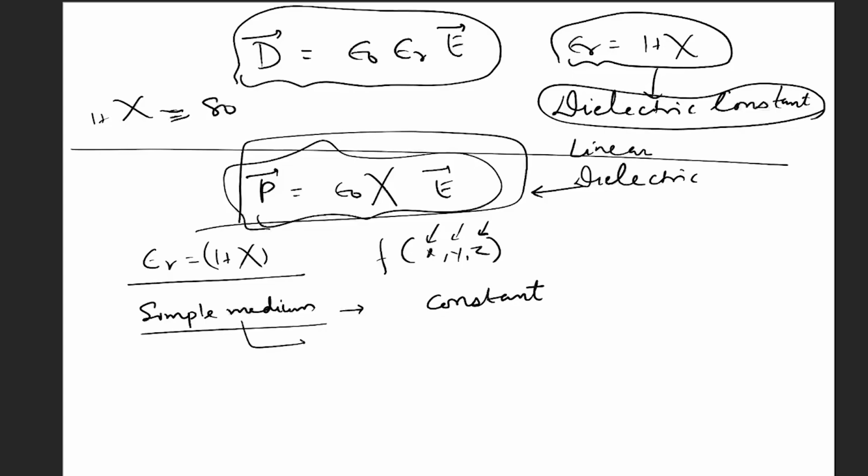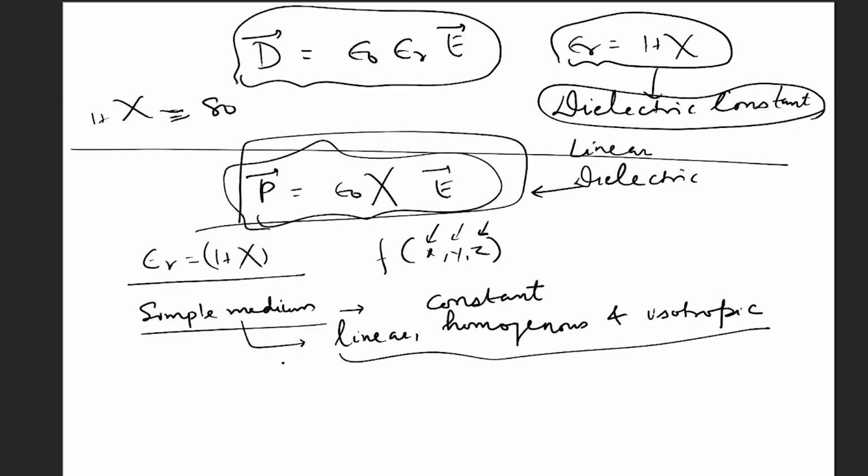Or in more detail, a simple medium is what? Which is linear, homogeneous, and isotropic. So what is the meaning of this? Linear, as I have told, means that this polarization should be proportional to the field. If it is not, then it is not linear.